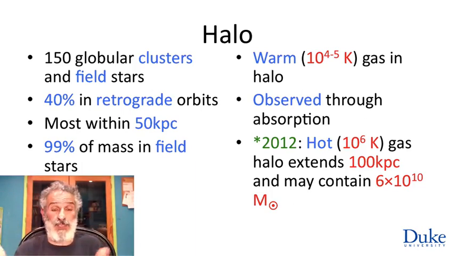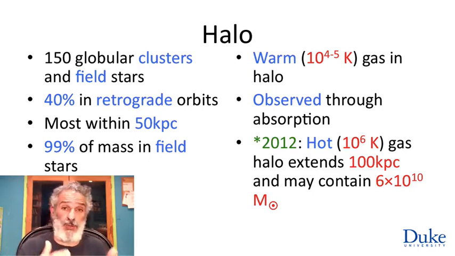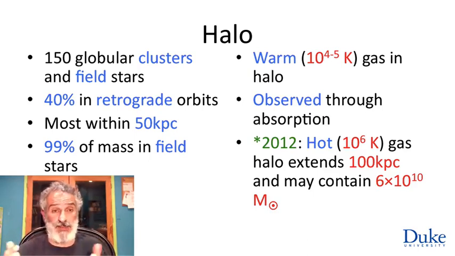We detected them first as population 2 stars in the solar neighborhood that just happen to be moving with the wrong velocity. And all of the stars in the halo, as we said, are old, between 11 and 13 billion years. What else is out there?